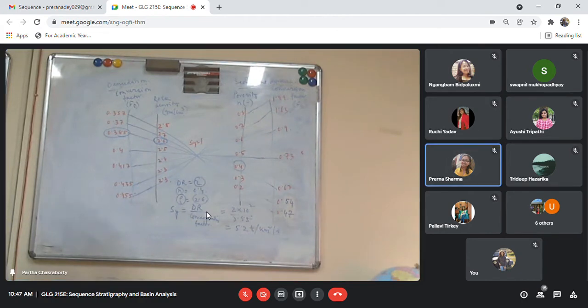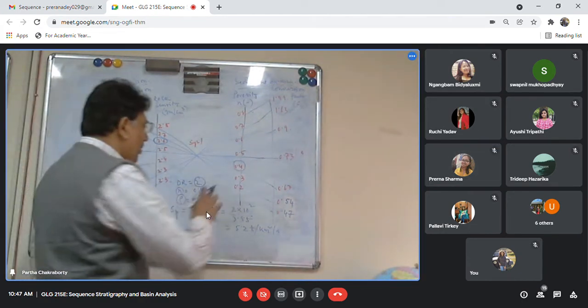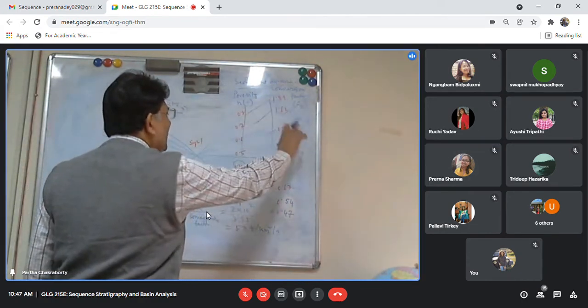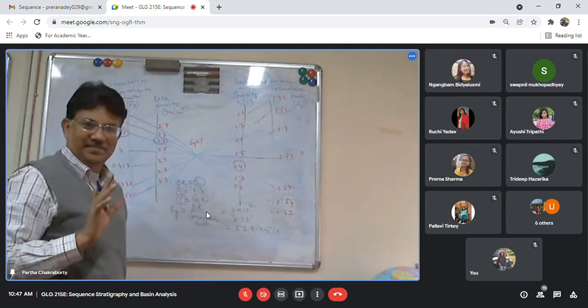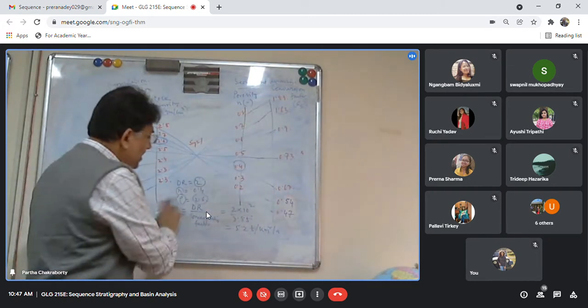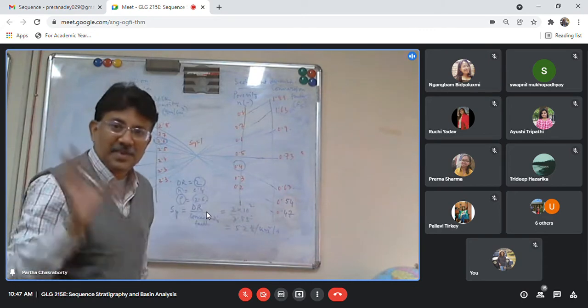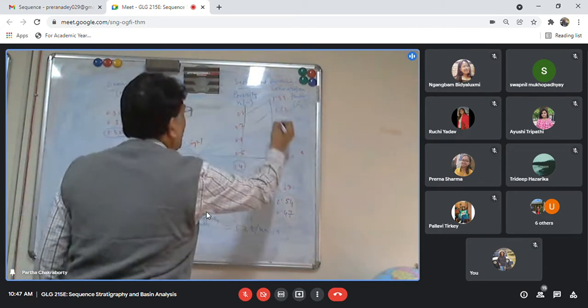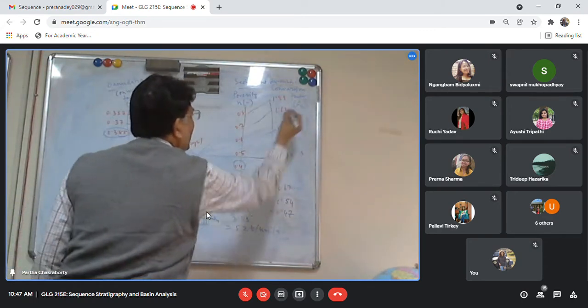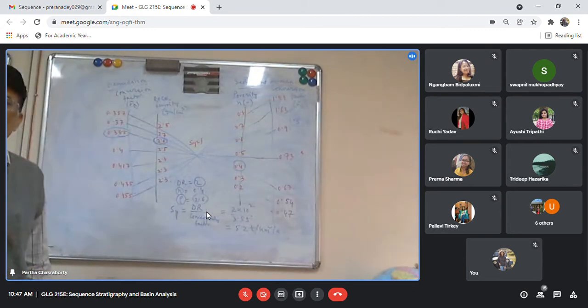Fine. Now, what will be the sediment that will be deposited here? Now the question of specific yield we have got. This is the specific yield. Now we will go to find the Vs. What will be Vs? What will be the deposited?